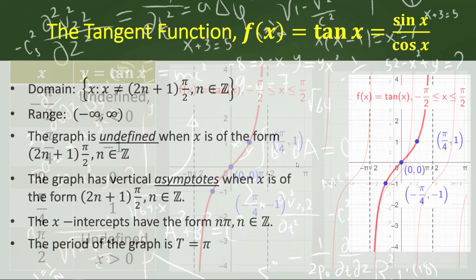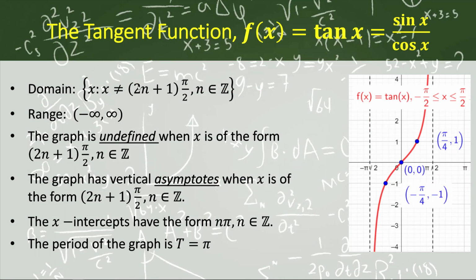What else can we say about this function? Well, once again, the domain is all values of x for which the function is defined, and that is basically all values of x except odd multiples of pi over 2. This is basically a mathy way of saying that we want to exclude odd multiples of pi over 2. The range, as you can see, is the entire real line.